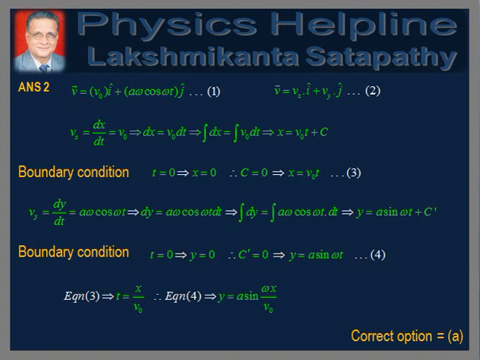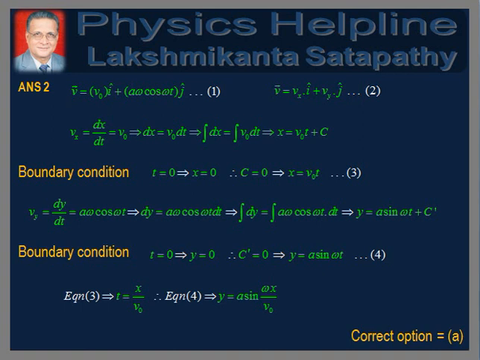Similarly, dy by dt is equal to a omega cos omega t or dy is equal to a omega cos omega t into dt. Integrating, we get integral dy is equal to integral a omega cos omega t into dt. This implies y is equal to a omega into sin omega t divided by omega plus c dash, which is equal to a sin omega t plus c dash, where c dash is the constant of this integration.